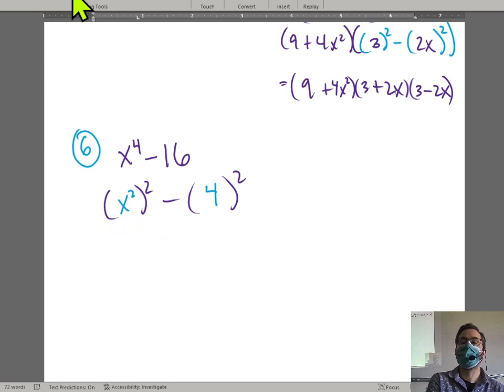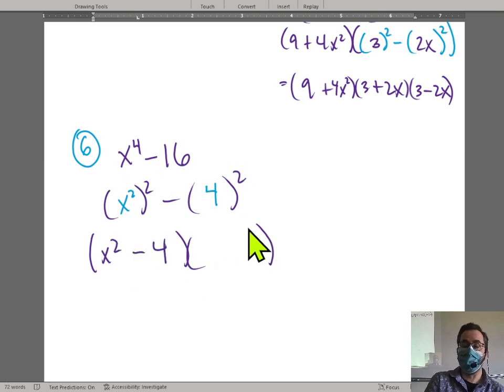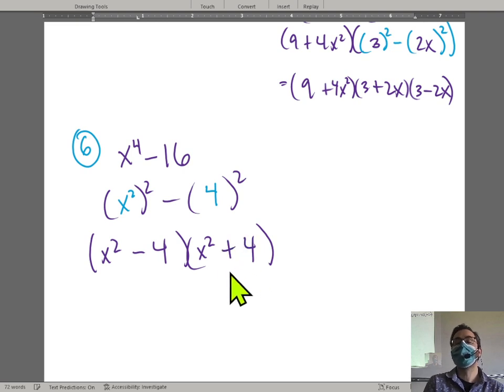Now we can write this as a difference of squares. What's it going to be? x squared minus 4. So we're factoring it, and then the other factor over here, x squared plus 4. We're just using difference of squares. Now, which one of these, A or B, can still be factored? Hopefully you realize A, because it's a difference of squares.